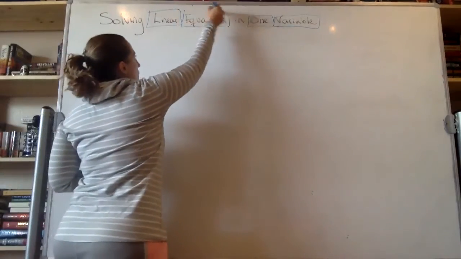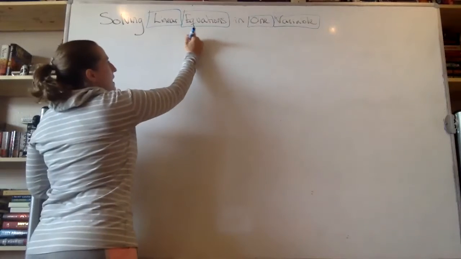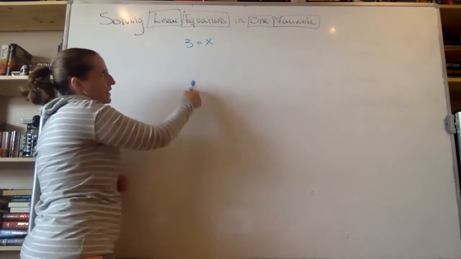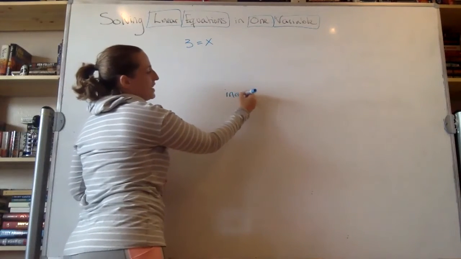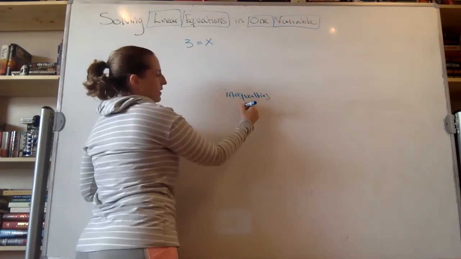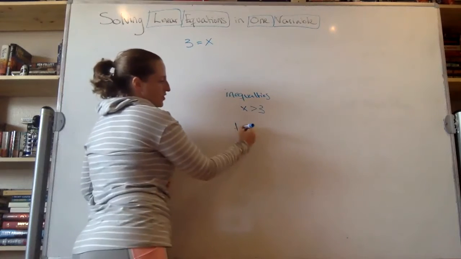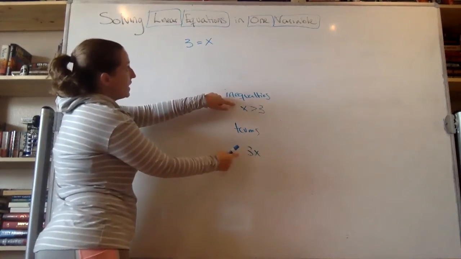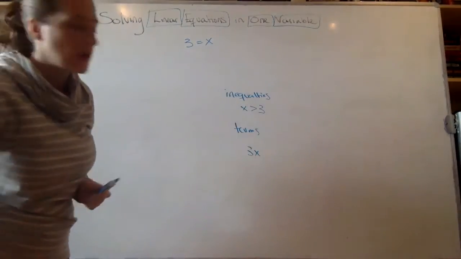Equations, well, equations have equal signs in them. So things like 3 equals x, that's an equation. Sometimes it's nice to talk about what's not an equation. Things that aren't equations are things like inequalities, which we're also going to talk about in this section. So inequalities are things like x is bigger than 3. And then we also just have terms. Terms are things like 3x. Notice that neither of these has an equal sign. An equal sign is sort of the defining characteristic of an equation.